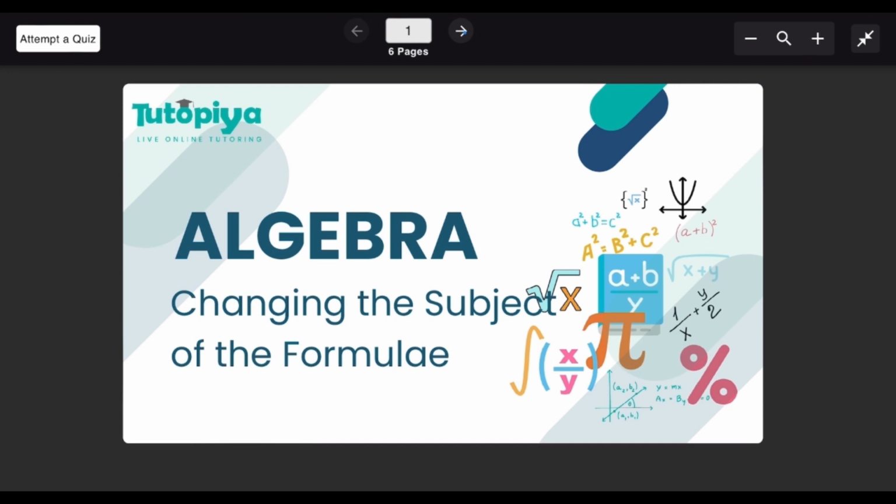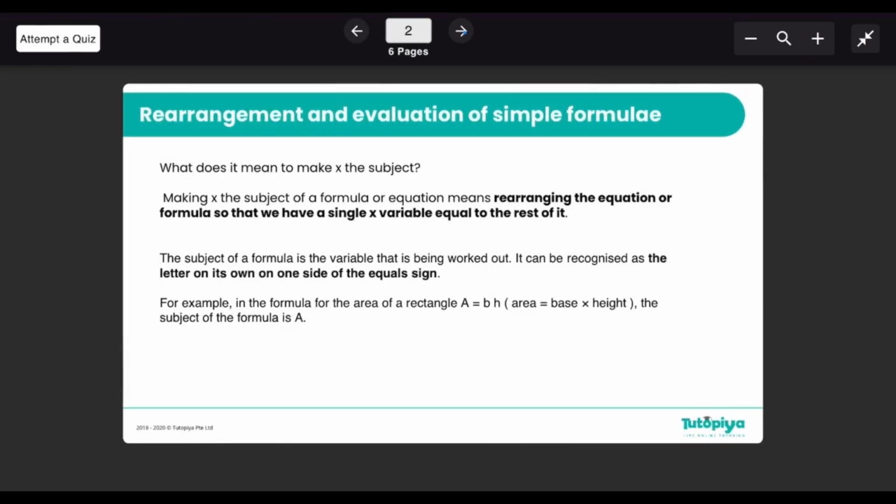So what exactly does it mean when we want to change the subject of a formula? It is basically the rearranging of an equation. That's the simplest way to put it. You want to rearrange an equation so that it becomes x equals.